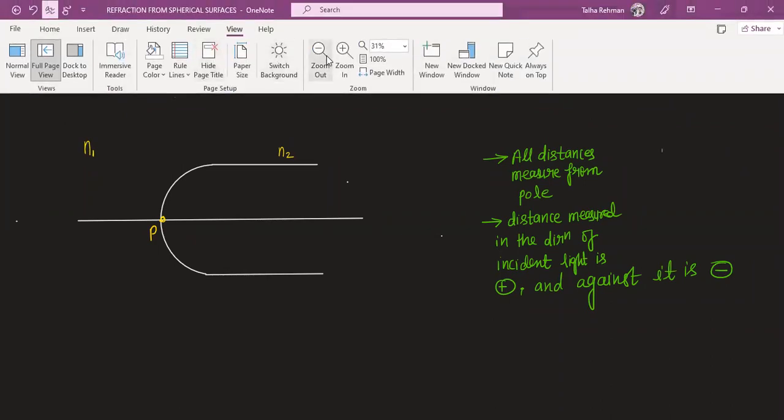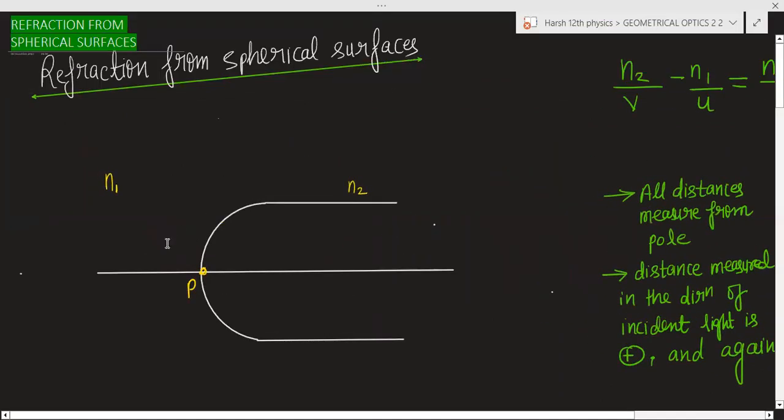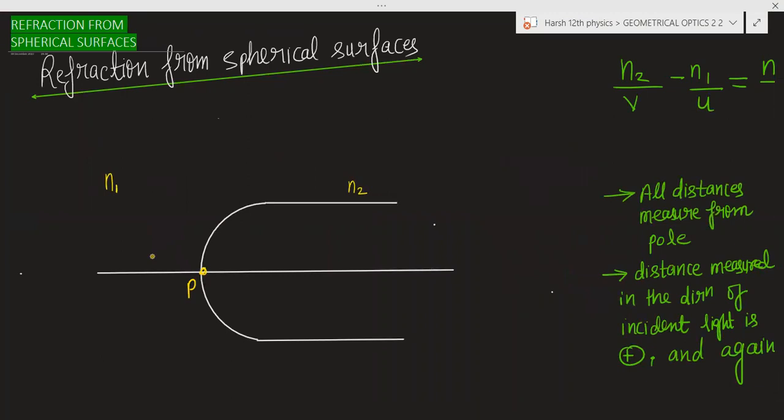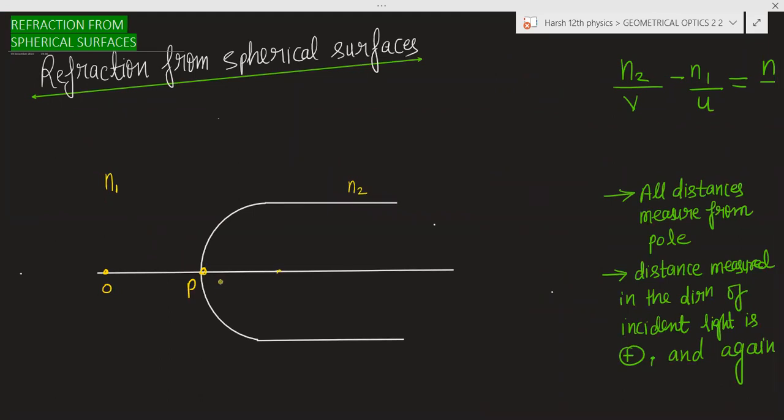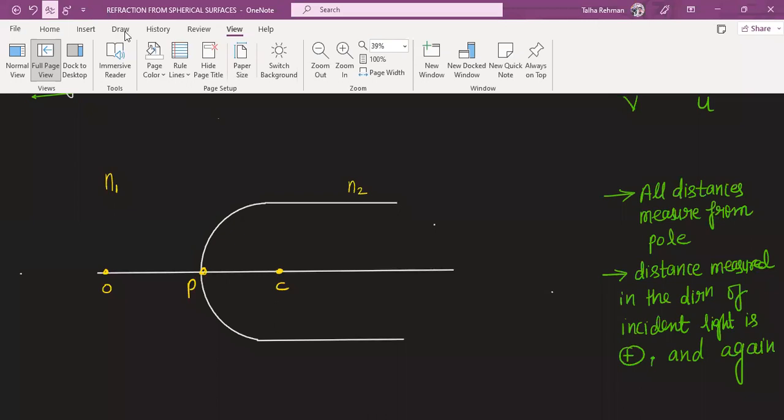Against it is negative. So for example, I am placing one object here. This is the object, and this is a spherical surface. So this will have the center of curvature also. So C is the center of curvature. Here is the object place.